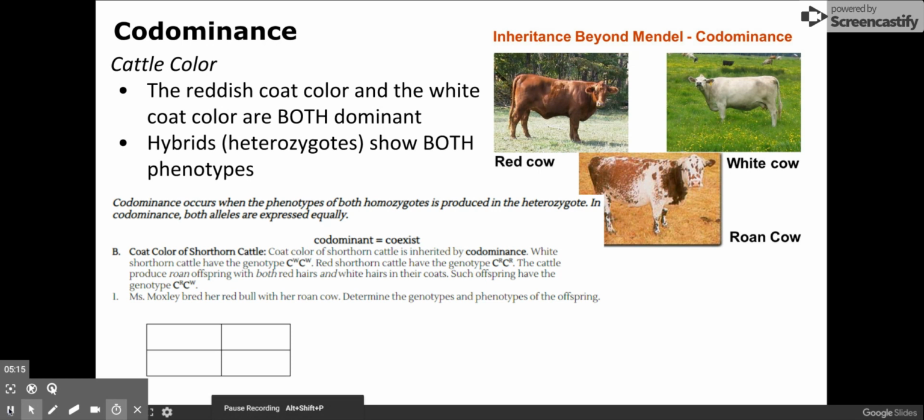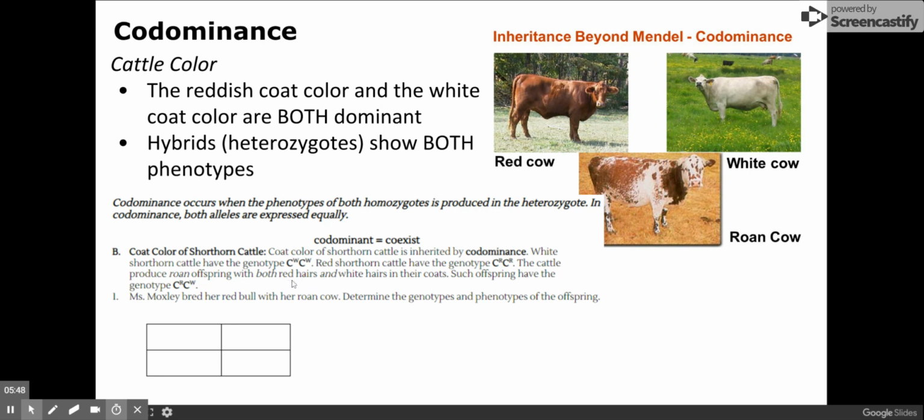All right, the second form of inheritance we'll look at is called codominance. A common example of this one is with a certain species of cattle, where they can come with a reddish coat or they can come with a white coat. But if they are a hybrid, they're going to have both red and white hair. So it's different than incomplete. It's not a blend. It's that both of the alleles are dominant and both are going to be expressed.